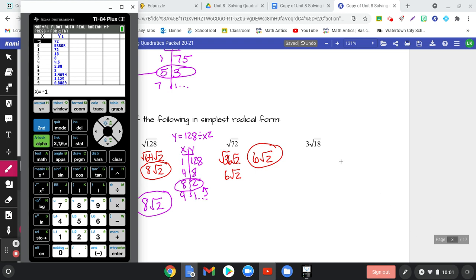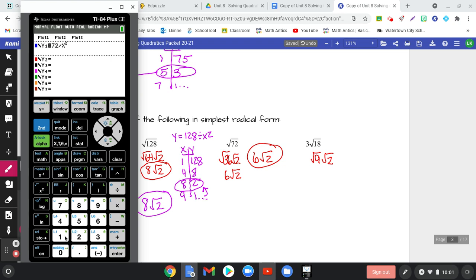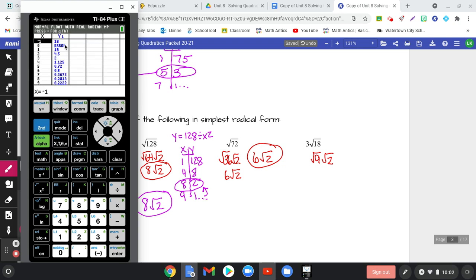All right, here's one with a number out front, so we'll deal with that after. All right, 18 can be broken down into 9 times 2. Or you could have gone to your calculator and just typed in 18 divided by x squared. Go to your table, 3 radical 2, which the square root of 9 is 3, and then radical 2. So you can get it either from the table or by simplifying by hand.